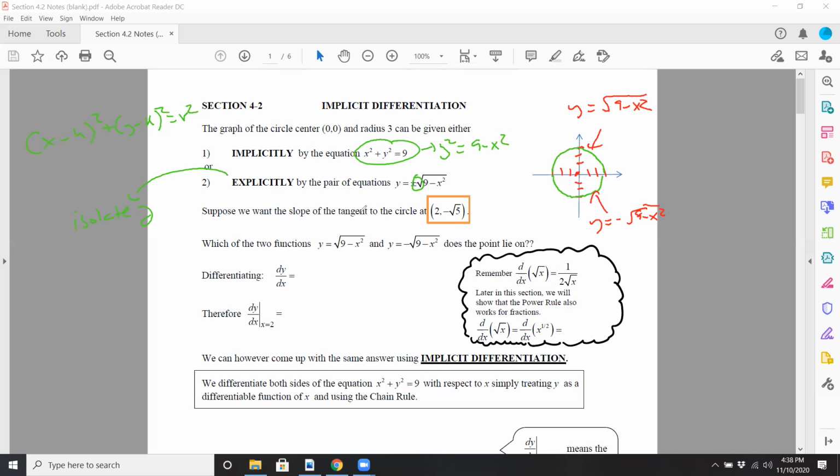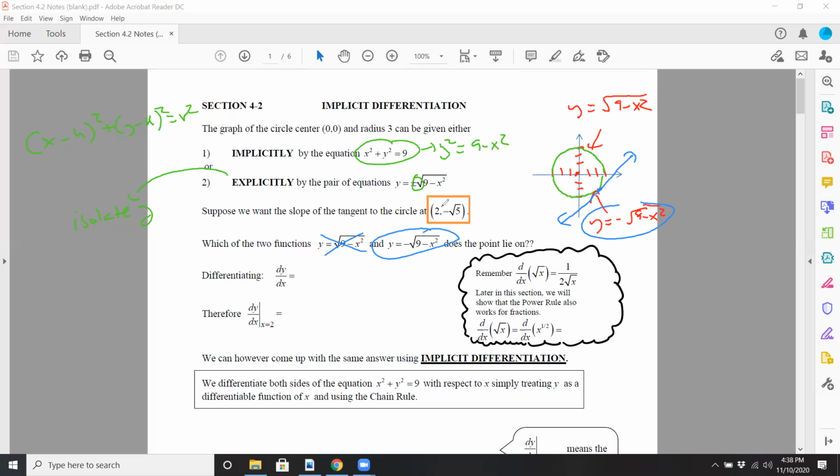Now, suppose we want to find the slope of the tangent line at (2, negative root 5). Well, (2, negative root 5) would probably be somewhere over here, roughly, and there would be my tangent line. So I'm going to clearly use the bottom equation, not the positive square root.